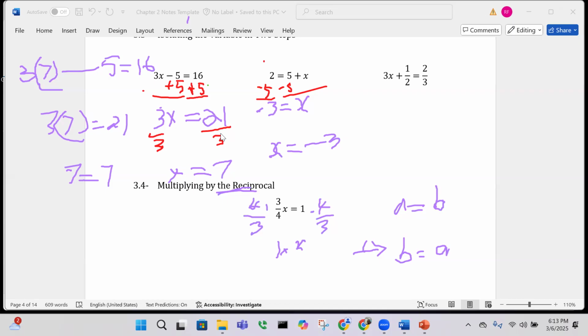This cancels, 4 cancels 4, 3 cancels 3. That becomes a 1, which makes it a 1x. And I'm just left with the other side, 4/3. That's how x is equal to 4/3, and I'm done. If it was another number over here, I'd have to multiply it by the number, but 4 times 1 is 4. So 4/3.